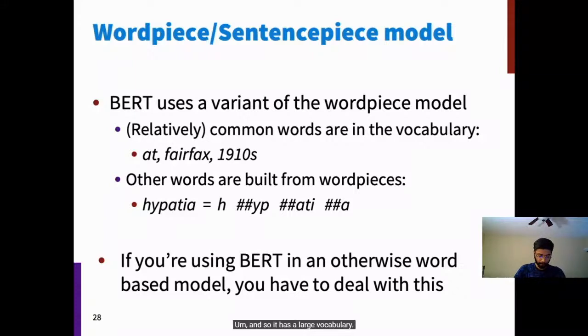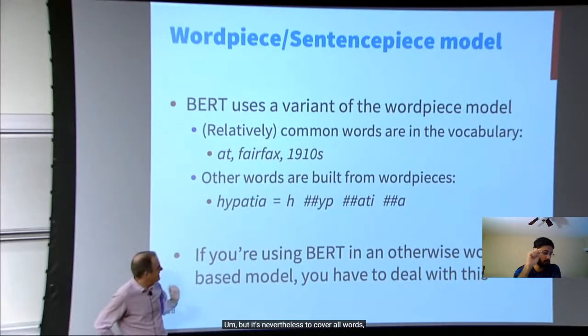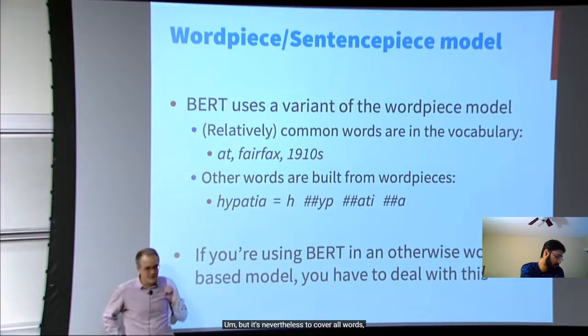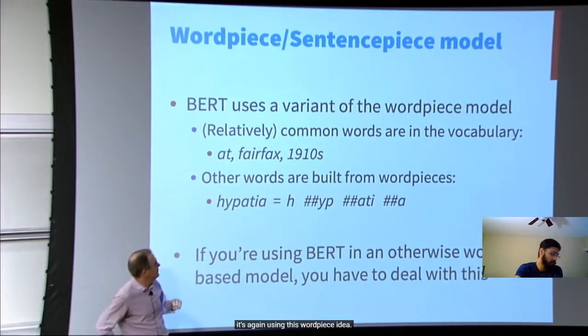And so it has a large vocabulary. It's not a vocabulary of like 8,000 words. I forget the number, but the models have a large vocabulary, but it's still not a huge vocabulary, and it's using word pieces. So lots of words are in the vocabulary. If you look at the English model, it not only has words like at in it, but it even has words like Fairfax and 1910s, which aren't that common. But nevertheless, to cover all words, it's again using this word piece idea.